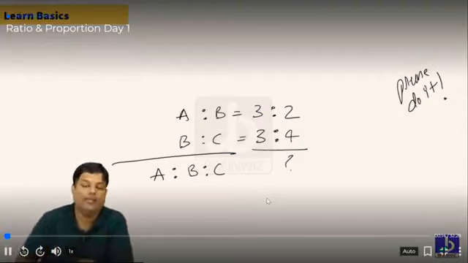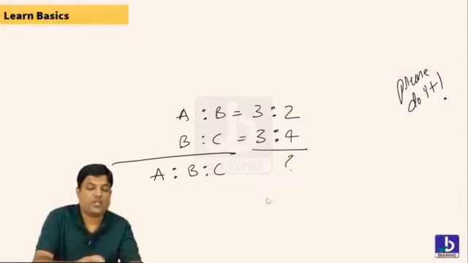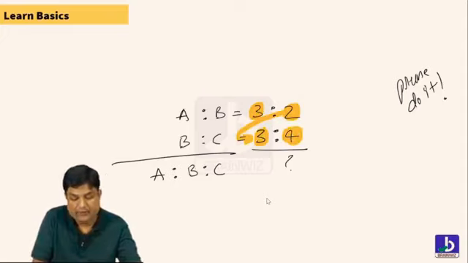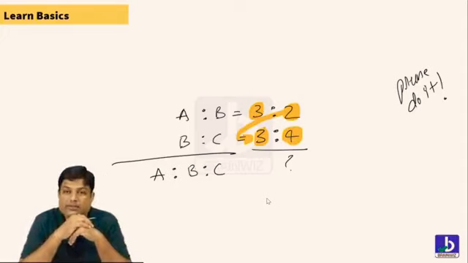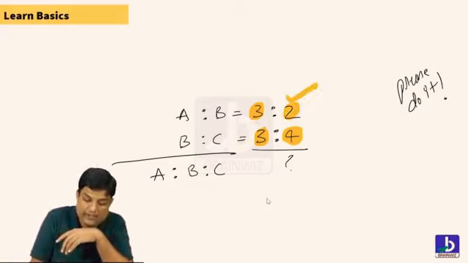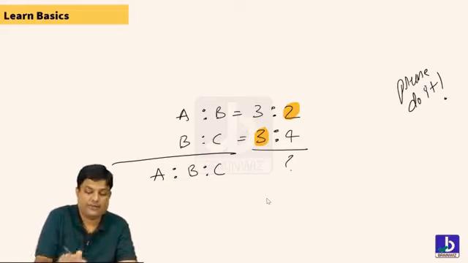Now listen, everybody. When A is 3 parts, B is 2 parts, and in turn when B is 3 parts, C is 4 parts. Understanding what I mean to say? Okay, so here students, B is not the same. Here B is 2. Here B is 3. B is not the same. So when we do this question, we have to make this B the same.